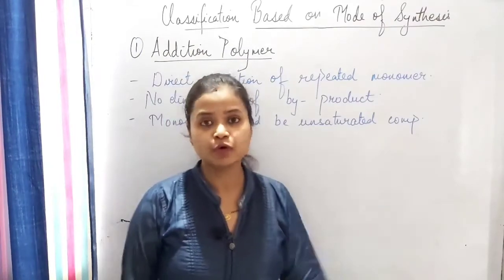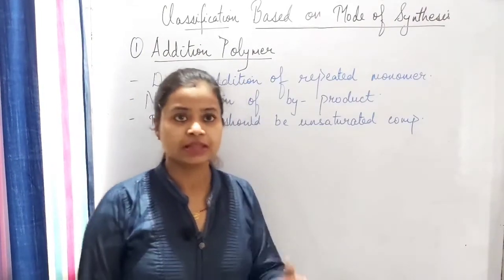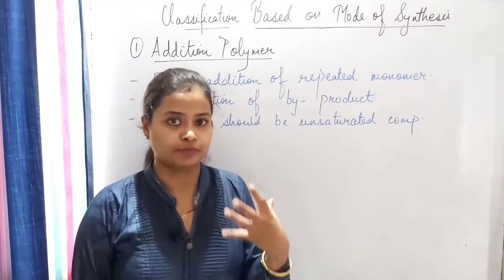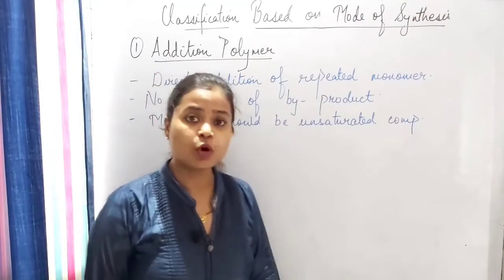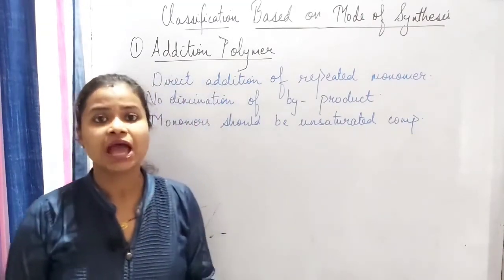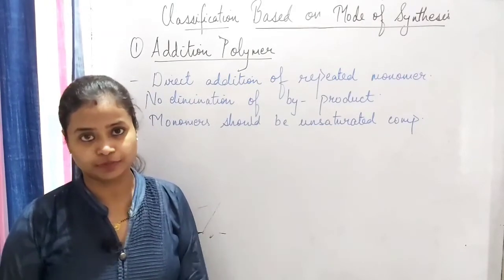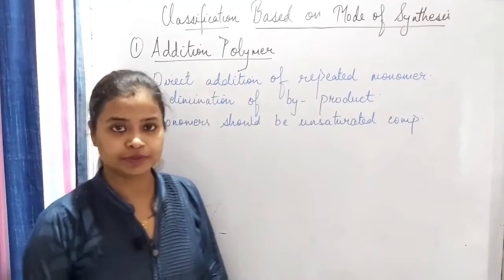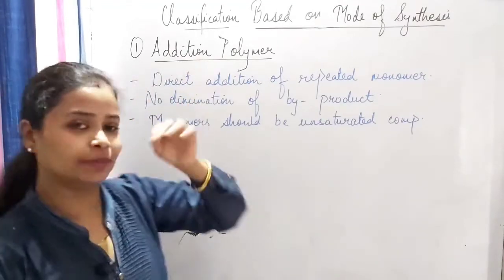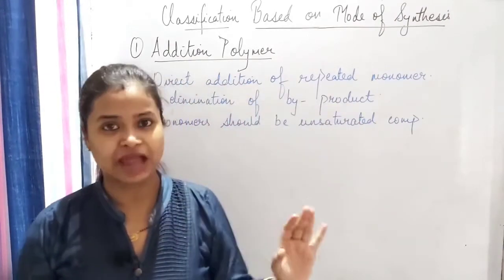Now, the fourth type of classification is on the basis of mode of synthesis. That is how the particular polymer is formed, okay, chemically. So, on the basis of mode of synthesis, there are 2 types of polymer. One is addition polymer and the other one is condensation polymer. Let us see addition polymers first of all. Now, as the name suggests, addition polymer, that means what? The monomeric units are simply getting added up.